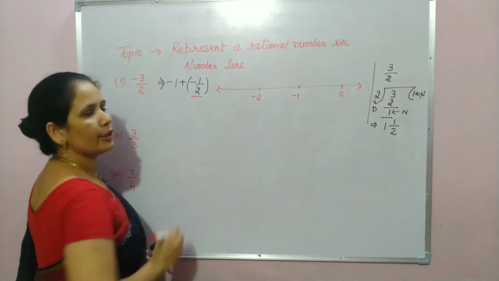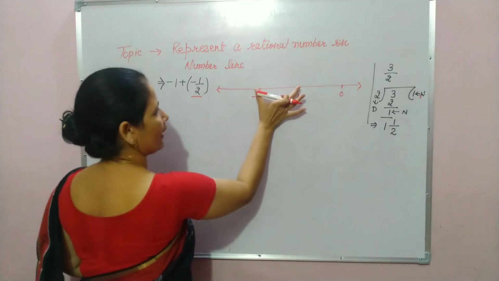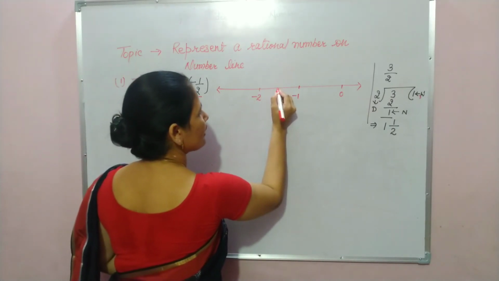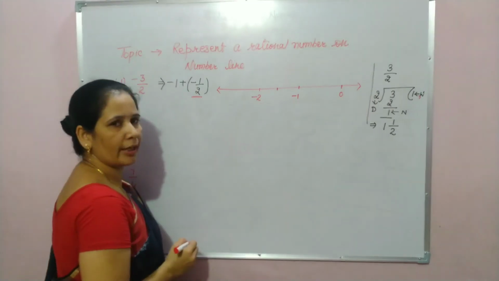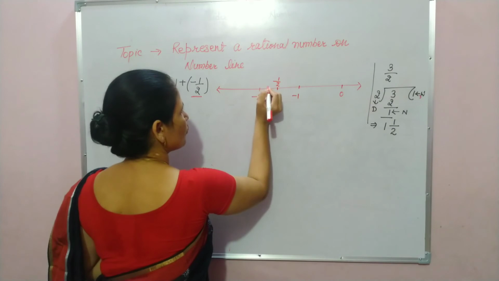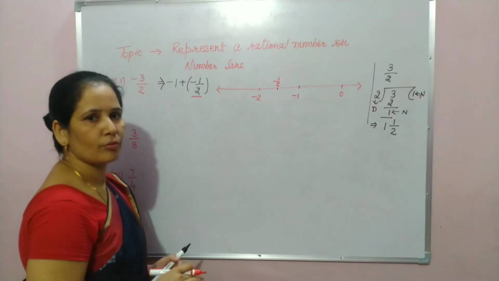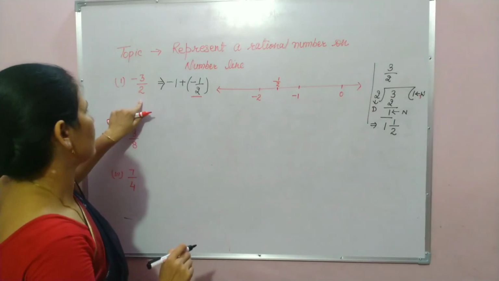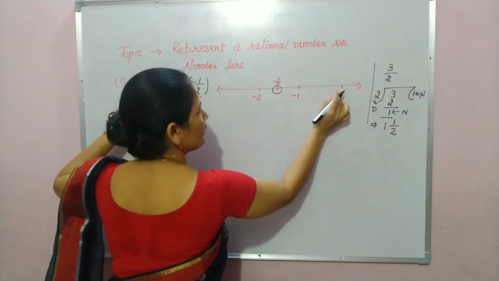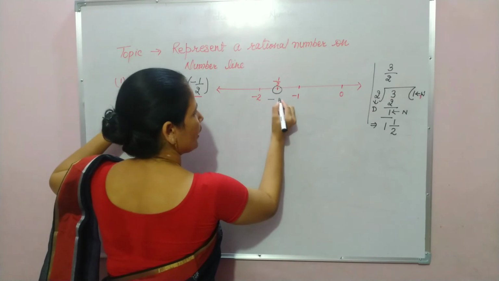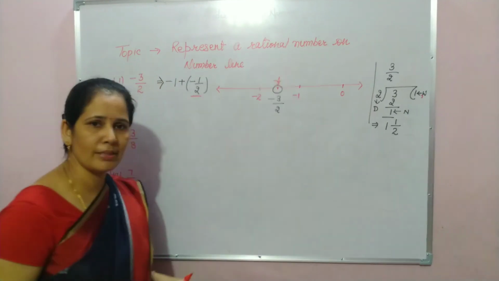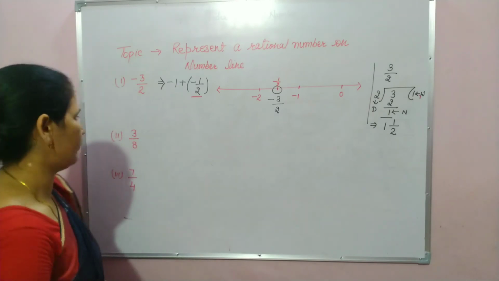Students, according to the denominator, you have to divide the unit. The denominator is 2, so we divide this into 2 equal parts. So this shows minus 1 by 2 and this shows 2 by 2. If we have to represent minus 3 by 2, it will be represented here. So we have represented here minus 3 by 2. Okay students, now let's take one more example.